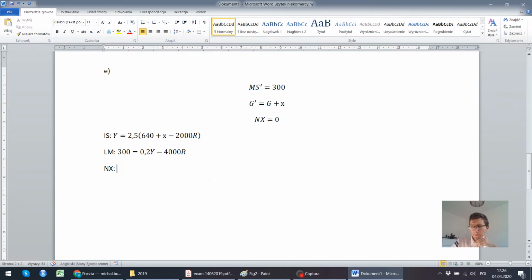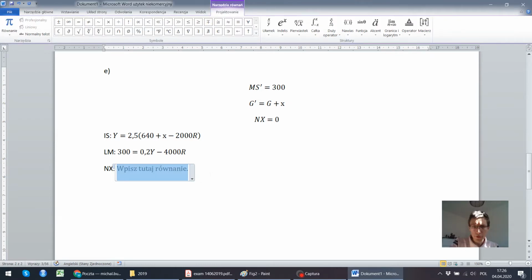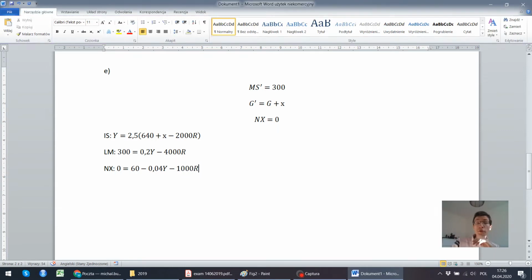We still have one piece of information that we have to use. That is that net exports is equal to zero. So we know that in the new equilibrium, the government wants a situation in which 60 minus 0.04y minus 1000R is equal to zero. All right. So what do we have now? We have three equations with three unknowns. Our unknowns are the new level of output, the new level of the interest rate, and the new level of governmental expenditures, here depicted by the change in governmental expenditures.